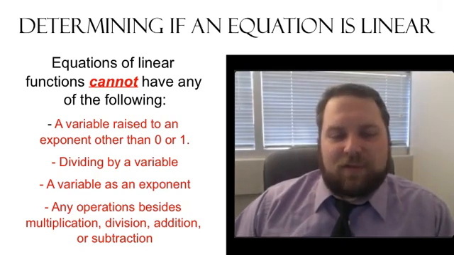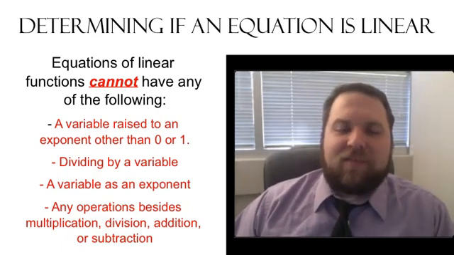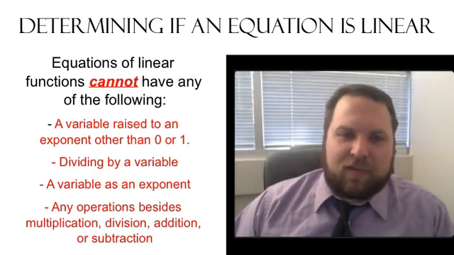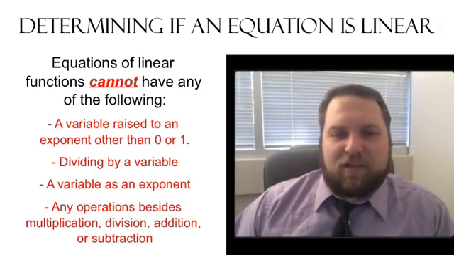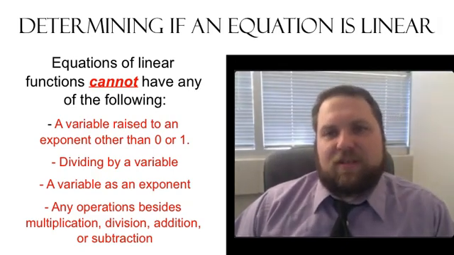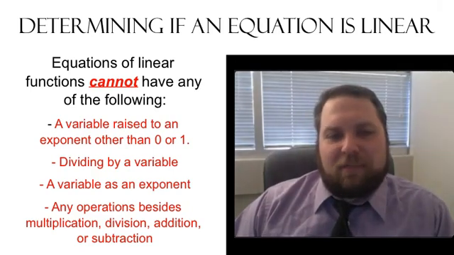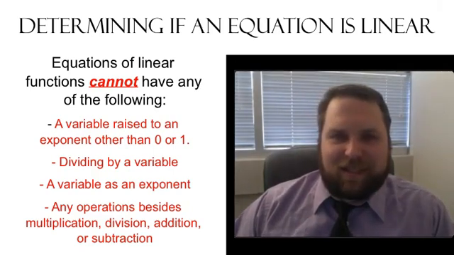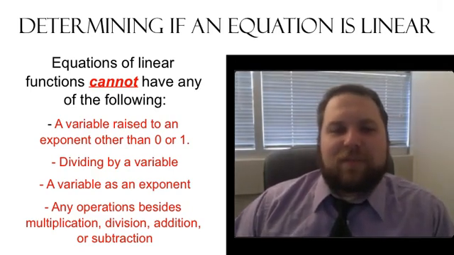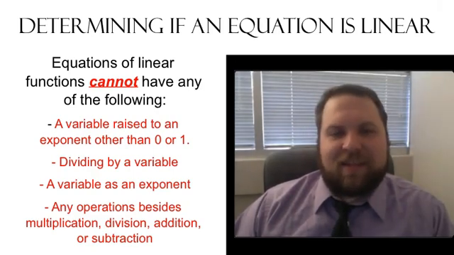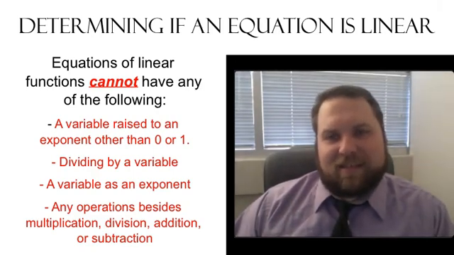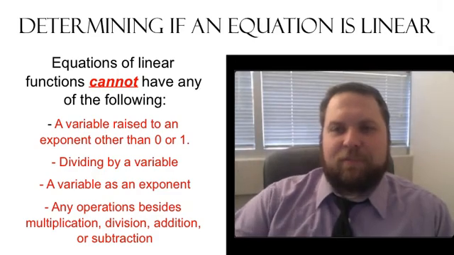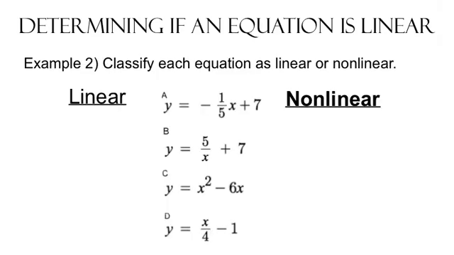So no exponents. We can't divide by a variable, we can't have a variable as an exponent, and we can't have any operations besides multiplication, division, addition, and subtraction. If we have anything like a square root, absolute value, anything else like that, we know immediately that it is not going to be linear. So let's take a look at some examples.